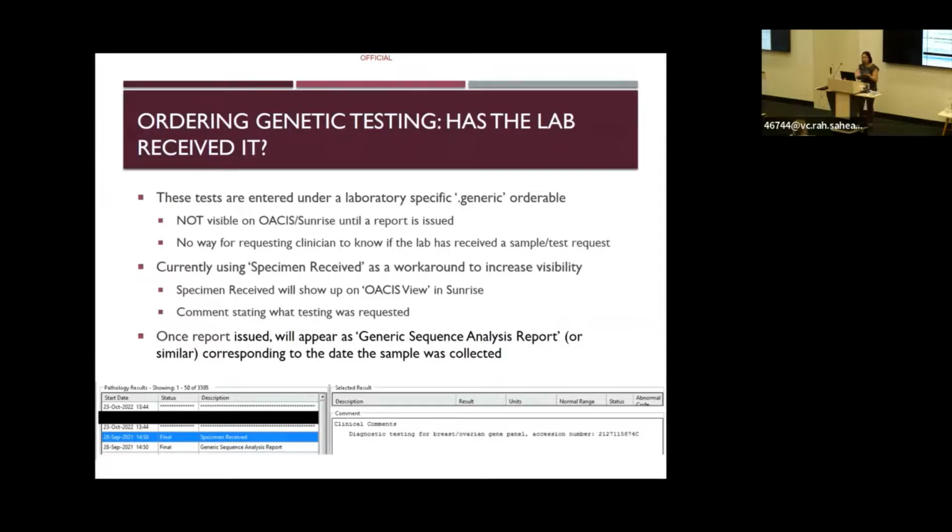And so that specimen received, it shows up under the Oasis view tab in Sunrise, and there's a little comment there that says what test was actually ordered. Once the report's been issued, it will pop up as something like generic sequence analysis report or something similar to that, and that report will correspond to the date the sample was collected, not the date the report was issued.